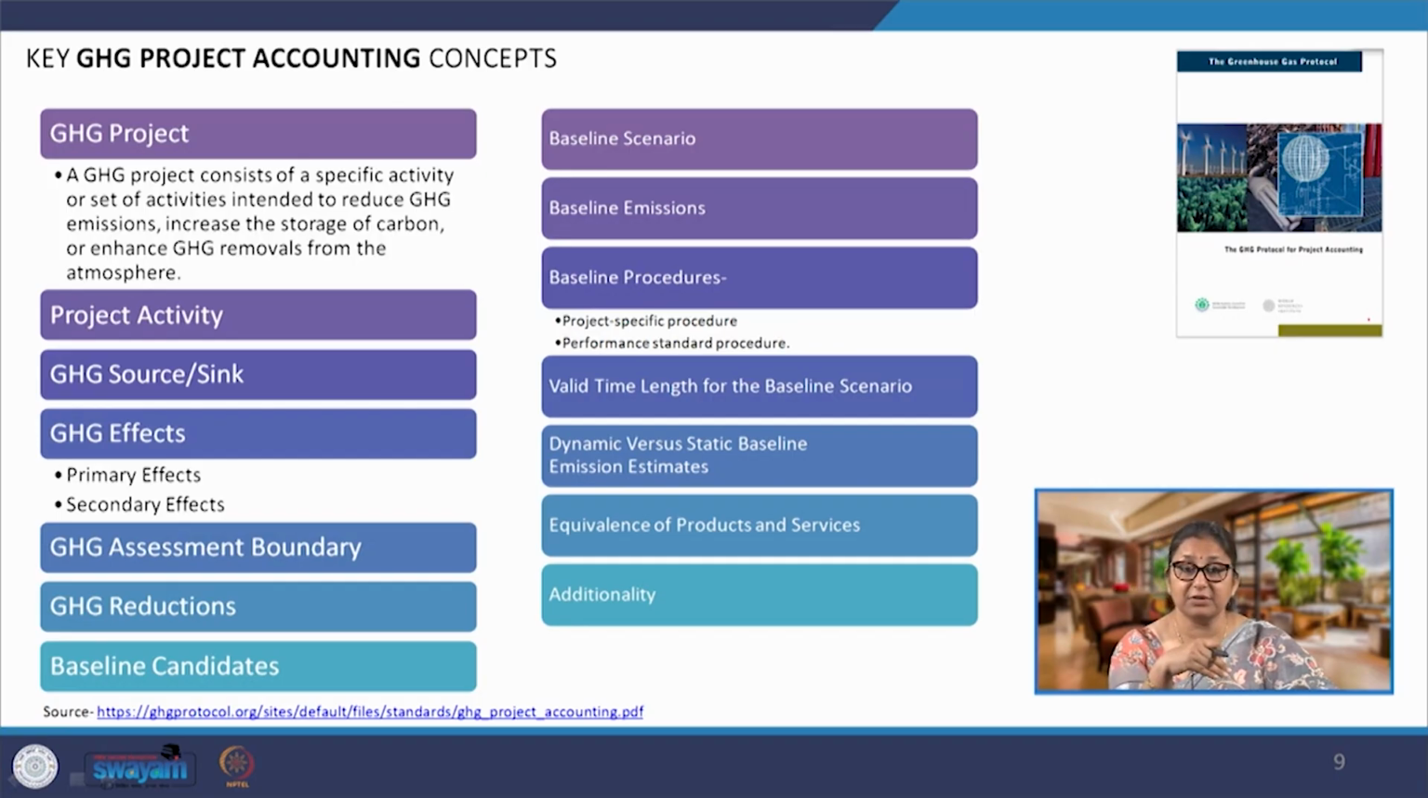Then we have to identify the different sources as well as sinks of greenhouse gas emissions. For example, the gymkhana, the smallest example that I am taking, where we only want to replace the LED lights. That is the only activity we are going to undertake, but it is not the only source or sink of GHG. The sources of GHG could be many.